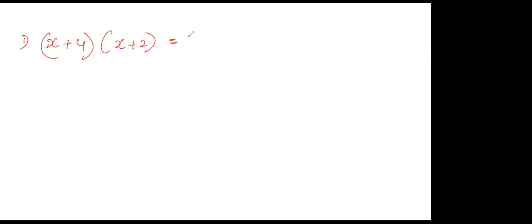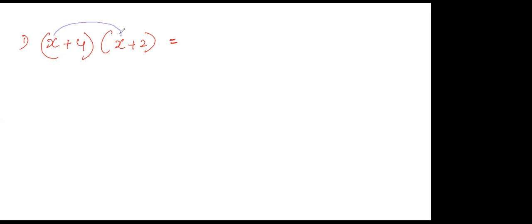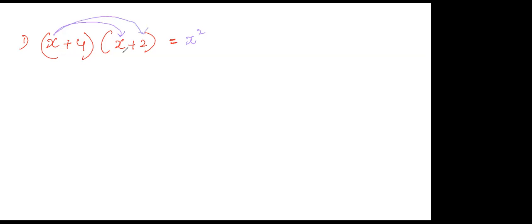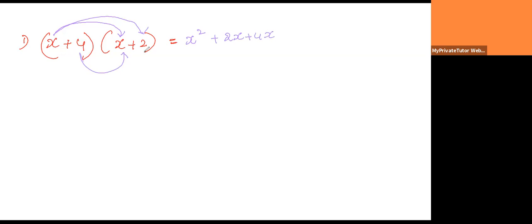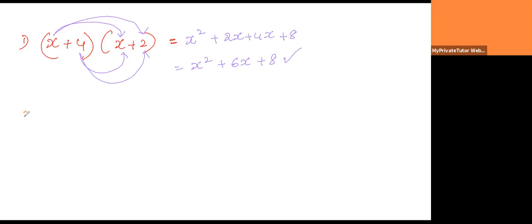Here we have two factors, Iris. We need to expand. See, first term, x times x is x squared. x times 2 is 2x. And 4 times x is 4x. And 4 times 2 is 8. And simply, 2x plus 4x is 6x. Plus 8. So that's the answer. You understand, Iris? Yes. Great, great.